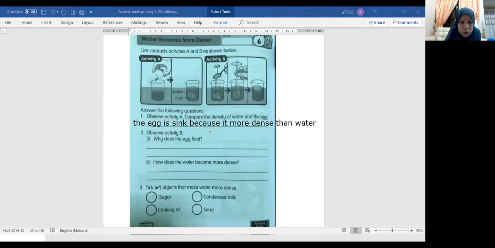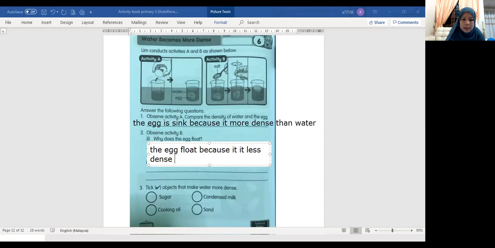Okay, for question number 2. Observe activity B. In B, they put salt. Why does the egg float? The egg floats because it is less dense than the salt water. Okay, that's why the egg floats.